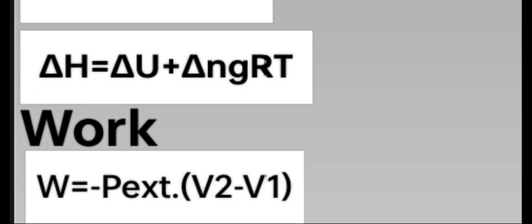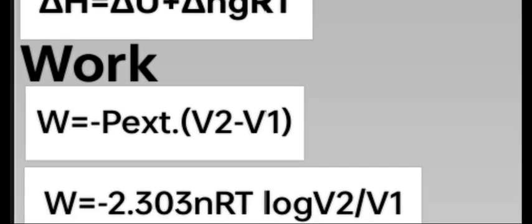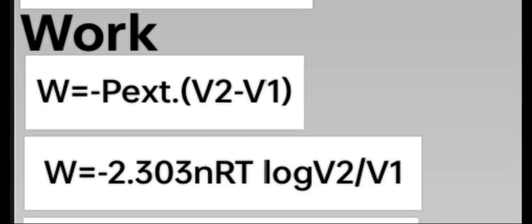Work done: W is equal to minus P external into delta V, that is V2 minus V1, that is final volume minus initial volume. This is the general formula for work done. When the reaction is reversible, then this formula is not used.